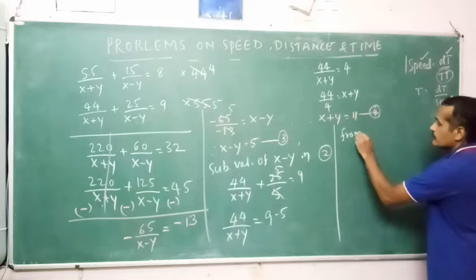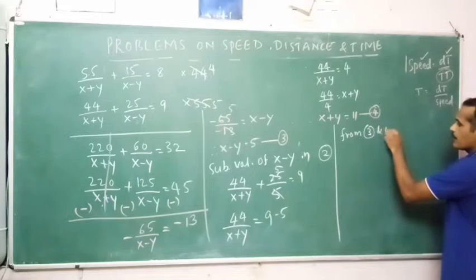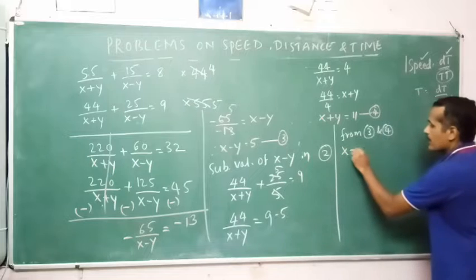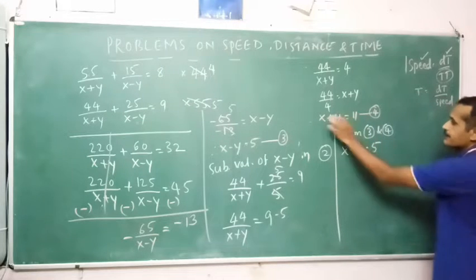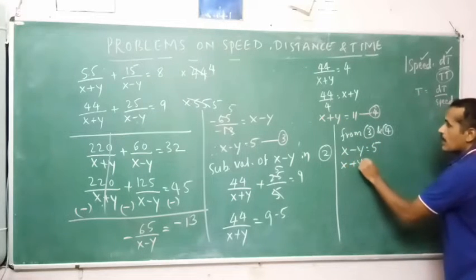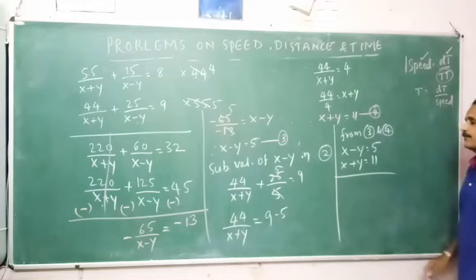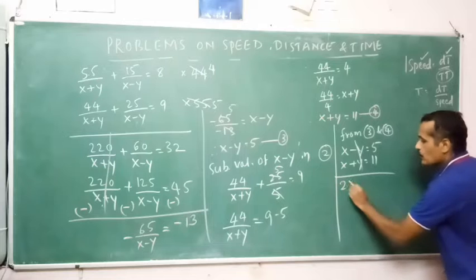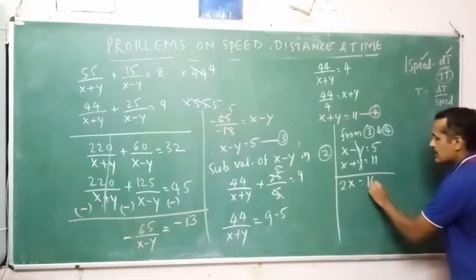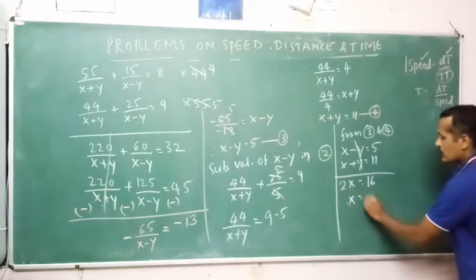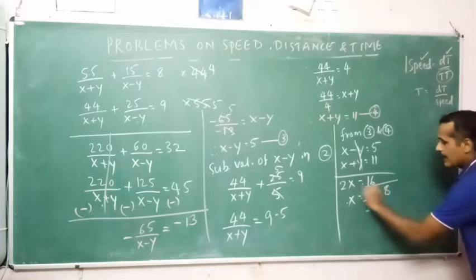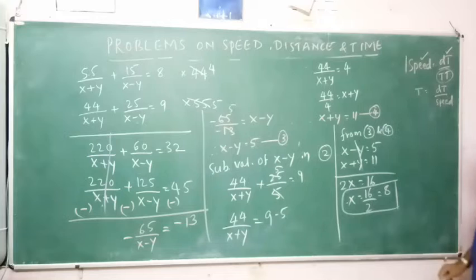At last, from 3 and 4. x minus y is equal to 5. x plus y is equal to 11. Minus y plus y gets cancelled. 2x is equal to 16. x is equal to 16 by 2. Answer is equal to 8. You got one of the values.